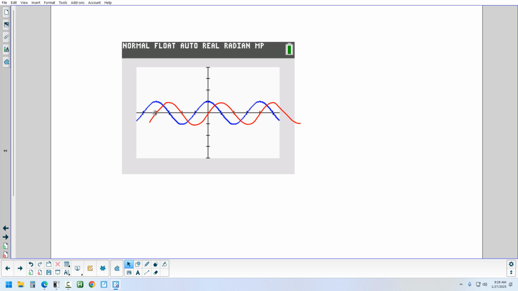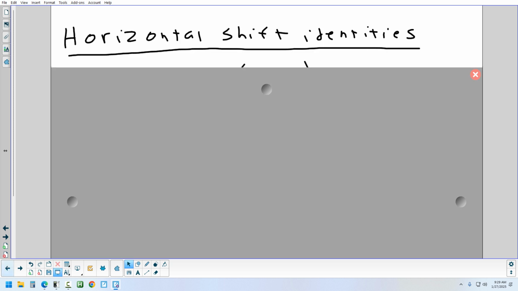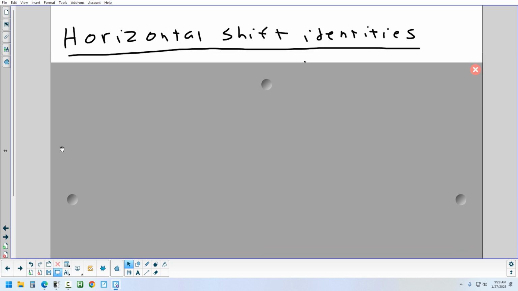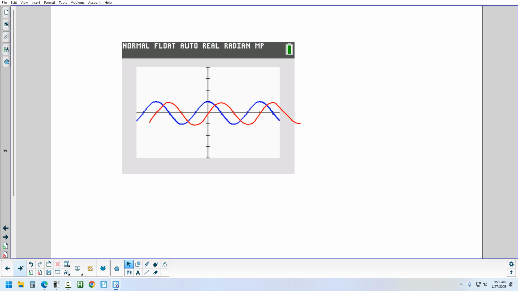Yep. To the left, or the blue one or the red one? We want to turn the blue one into the red one. The blue one would be shifted right. Yeah, we could shift it to the right. And if you shift something to the right, would that be a plus or a minus? A minus. And then, how much of a shift is it? Yeah? Pi over 2. Yeah, it's exactly 1 tick mark or pi over 2 off. So we can turn the blue one into the red one.